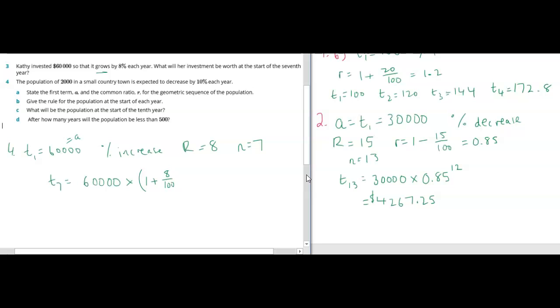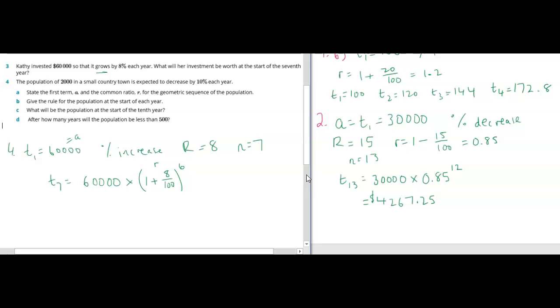Now, I often see questions where you have to actually put it in like this. So just remember this is little r, okay, and we substitute big R there for 8 to the power of n minus 7, so it's going to be to the power of 6. Okay, and then you just put that into your calculator.